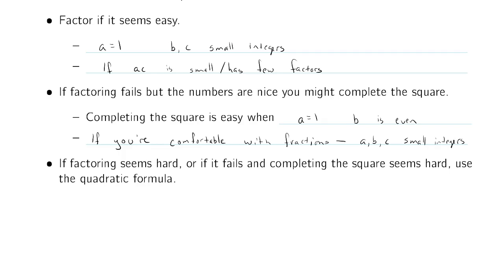So try factoring if it seems easy. If factoring seems hard, or else if factoring fails and completing the square seems hard, that's when you should use the quadratic formula. If the numbers are ugly, go straight to the quadratic formula. If the numbers are nice, so if they're small integers, try to factor, try completing the square.